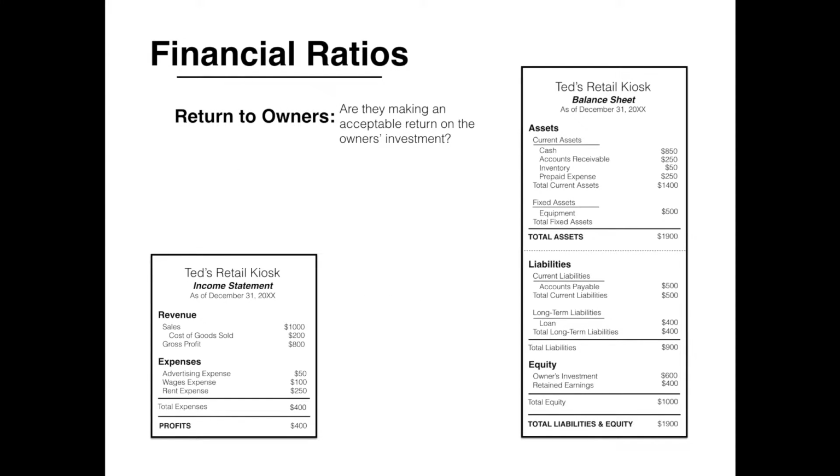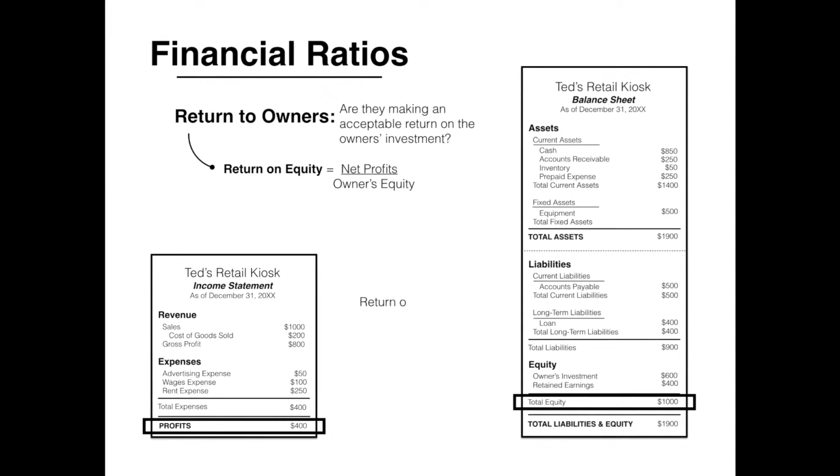The return to owners ratio shows whether the business makes an acceptable return on the owner's investment. This includes return on equity, which is the net profits over the owner's equity. The ratio shows the value of profits generated for every $1 of equity invested. The higher this ratio is, the more likely you are to attract external investors because they'll find the opportunity more lucrative and attractive.